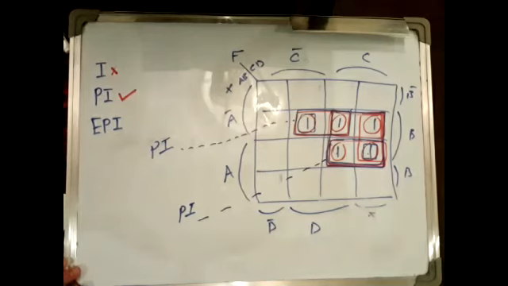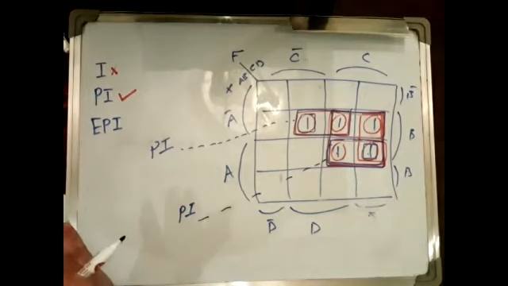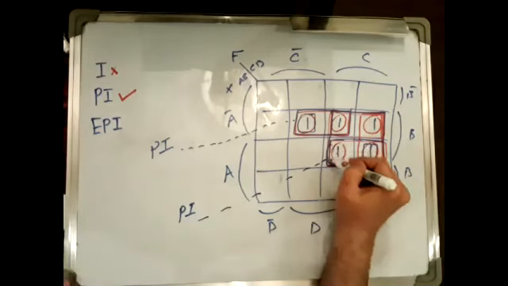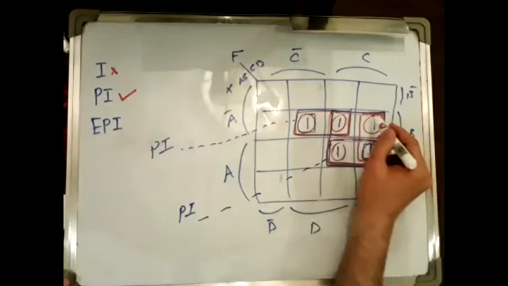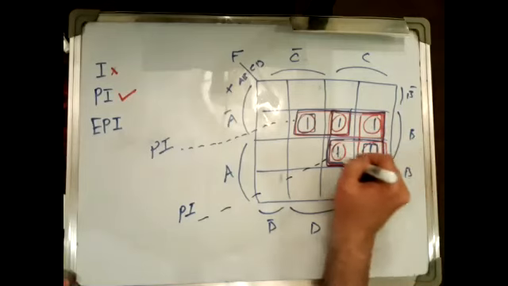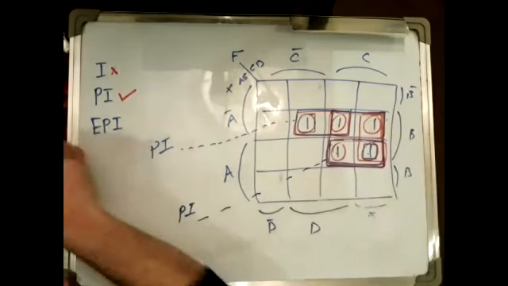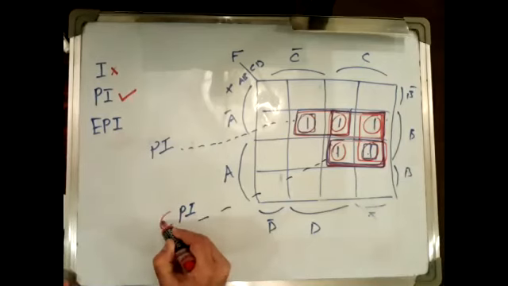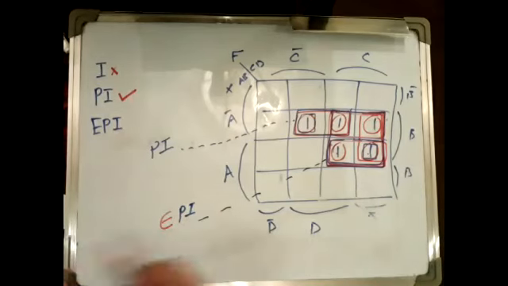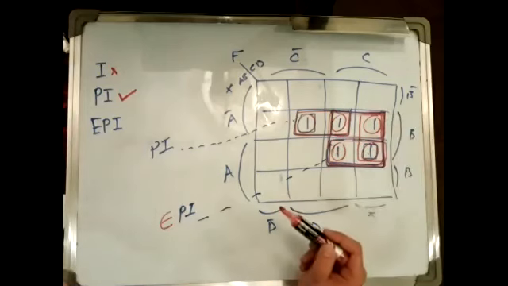And what do we mean by essential prime implicant? A prime implicant that contains a group of ones, maybe a single one, 2 ones or more, that are only contained in this prime implicant. So if we look at this one, this contains 4 ones and 3 of them are only contained in this prime implicant. So basically this prime implicant is an essential prime implicant because it contains 3 ones that are only contained in this prime implicant for this function.